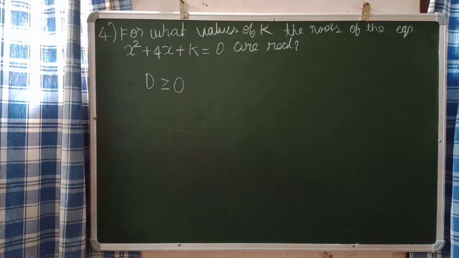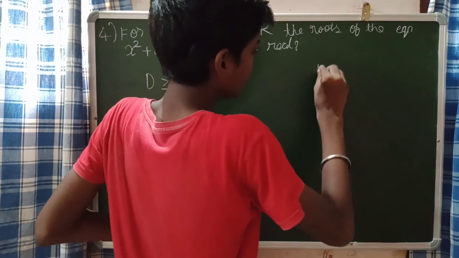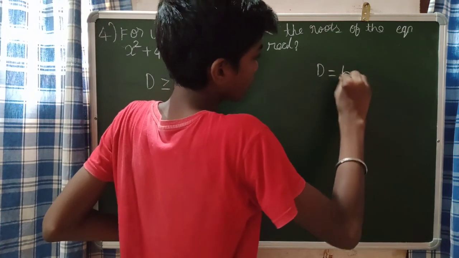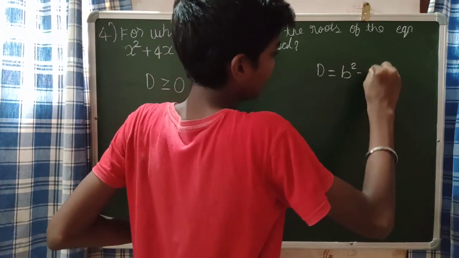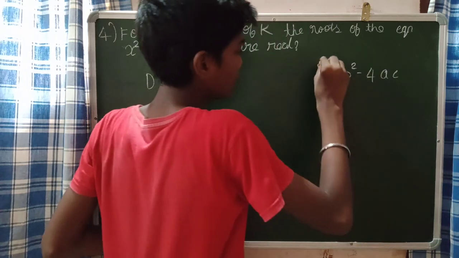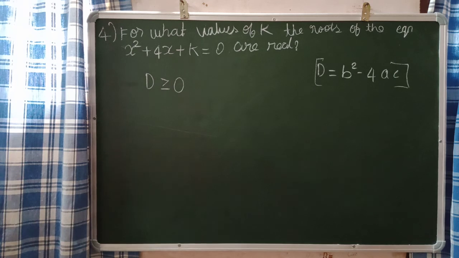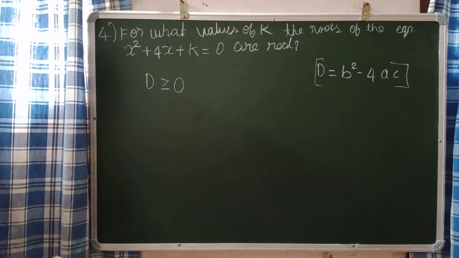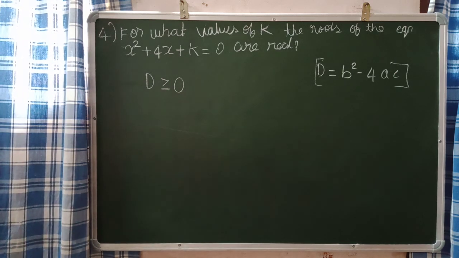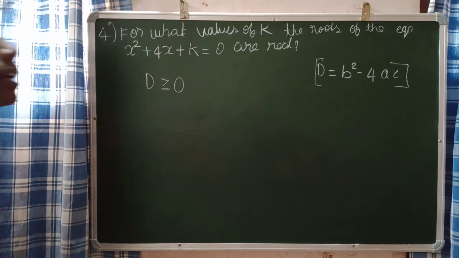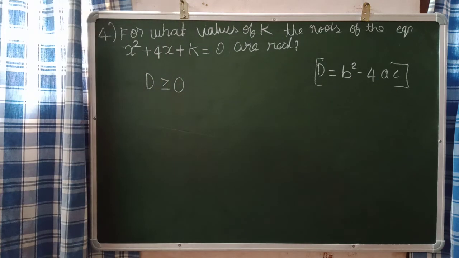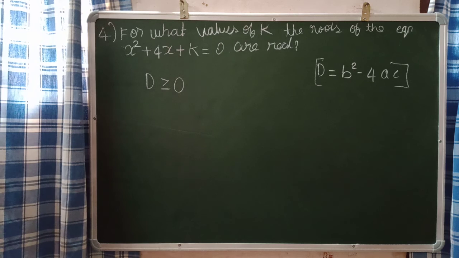Now, what is discriminant? Discriminant is nothing but D is equal to b square minus 4ac. That is called your discriminant value. This discriminant value is found inside your quadratic formula, that is minus b plus or minus root of b square minus 4ac by 2a. Inside the root, you will find this discriminant value. This is called your discriminant.